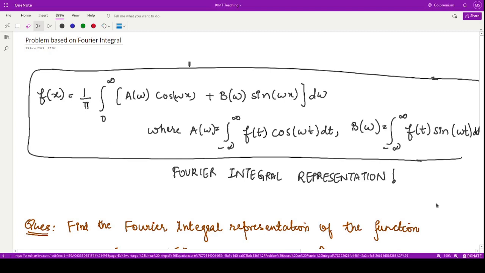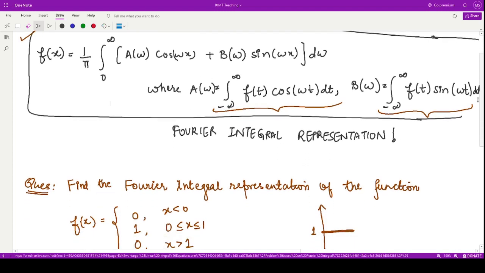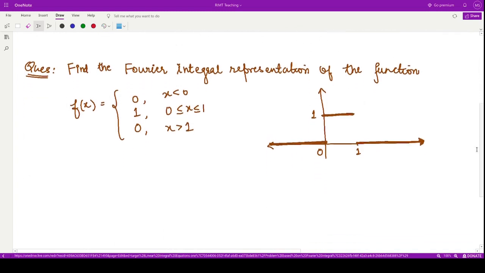In the previous video we have learned about the Fourier integral representation of a function. Whenever we are required to find the integral representation of a given function on the whole of the real line, we could use this representation where, instead of sums, we now use integrals. So let us use this definition in order to solve this particular question.